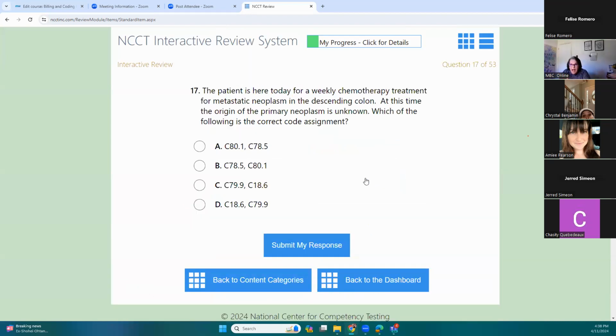Okay, this is going to be our last one for today, okay? The patient is here today for a weekly chemotherapy treatment for metastatic neoplasm in the descending colon. At this time, the origin of the primary neoplasm is unknown. Which of the following is the correct code assignment?